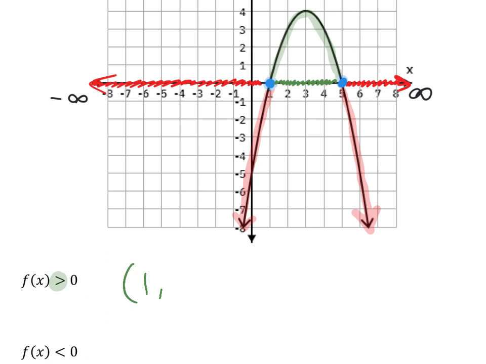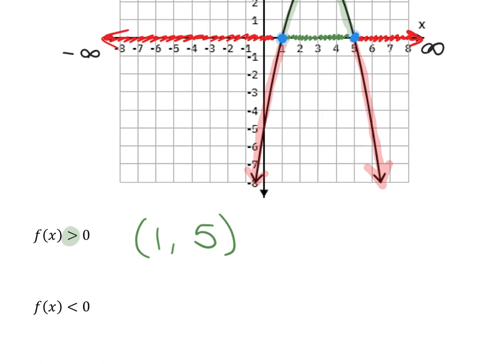Remember, those two symbols have parentheses. Where does it stop being green? 5. With a parenthesis. That's the interval from 1 to 5 where the graph is green.